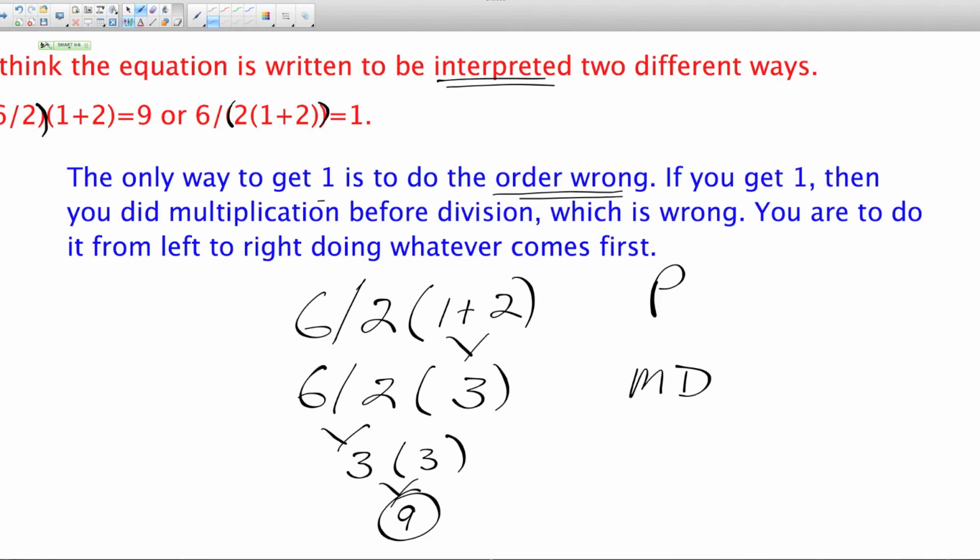The only way to get 1 is if you do the order wrong, or you add parentheses that will change the order of operations. There is no interpretation here. It is what it is as it is given.